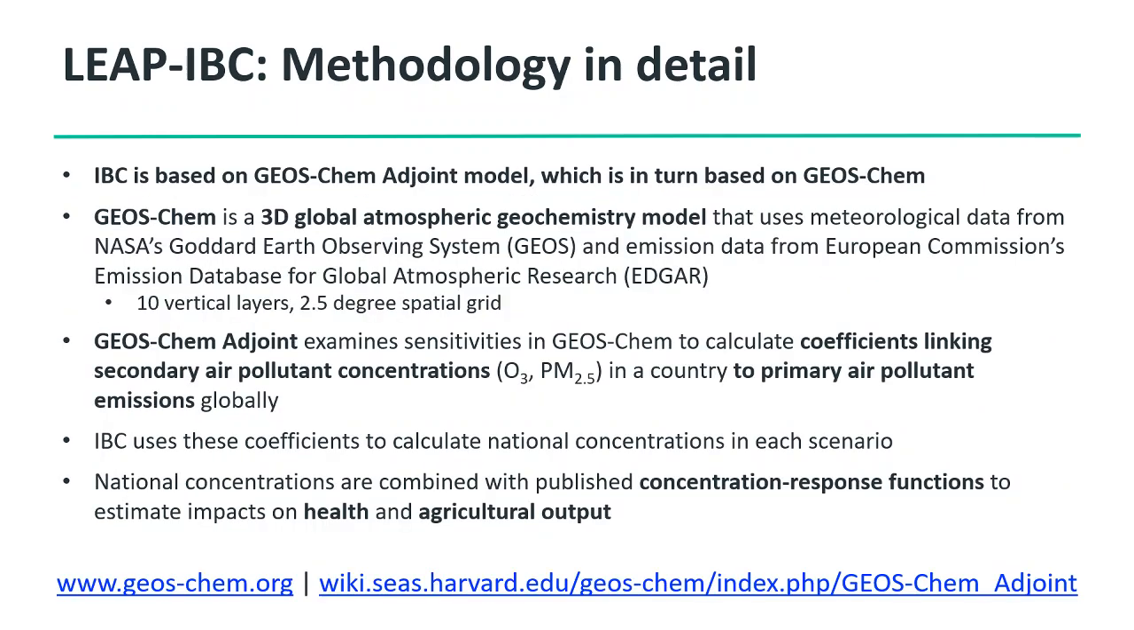The IBC calculates PM2.5 concentrations using an atmospheric chemistry transport model. And this model is called GEOS-Chem Adjoint. GEOS-Chem Adjoint tells you, for an emission in a particular grid square across the world, what impact that emission has on air pollution concentrations in your city, in Chwane. So it says, for an emission in Chwane, what impact does that have on PM2.5?